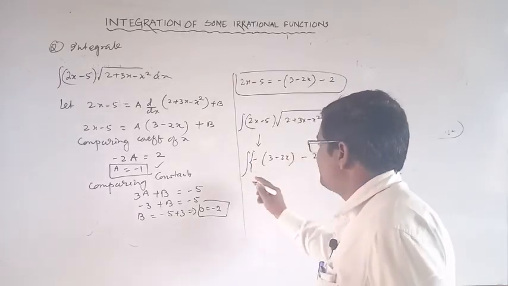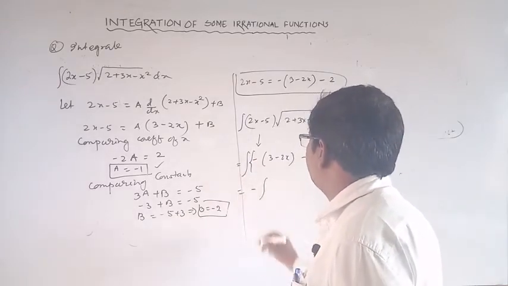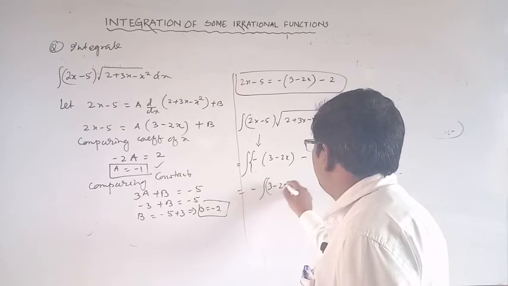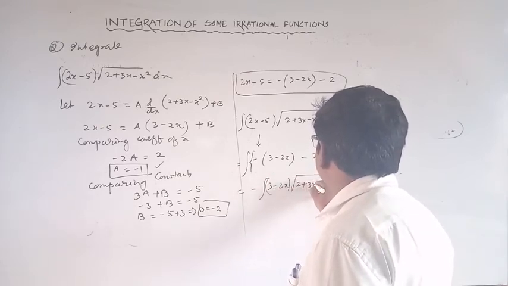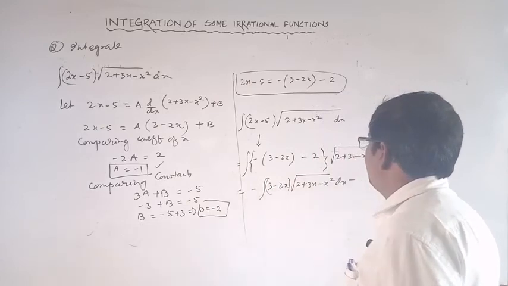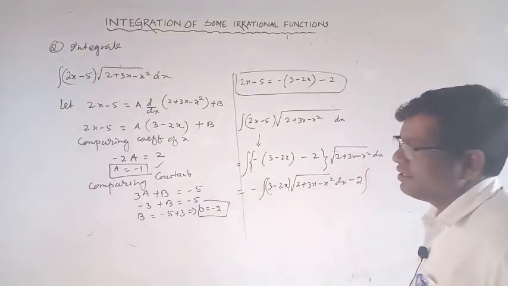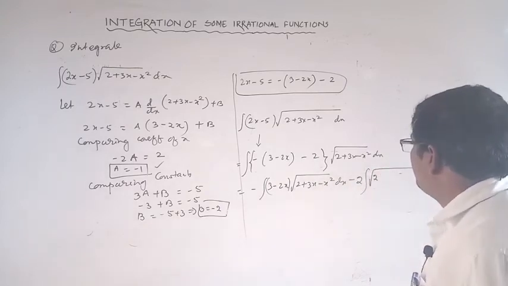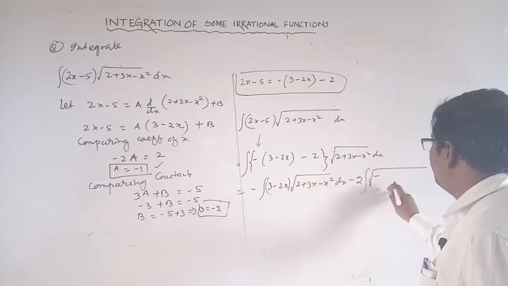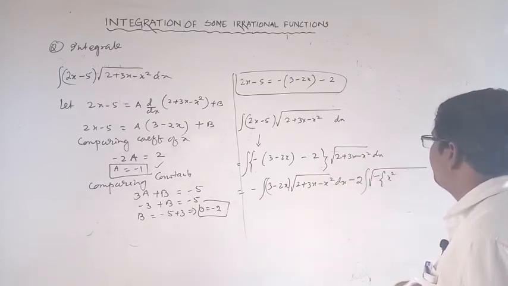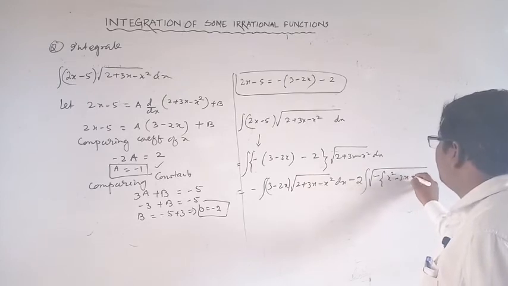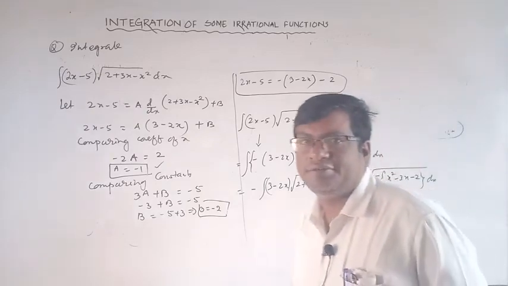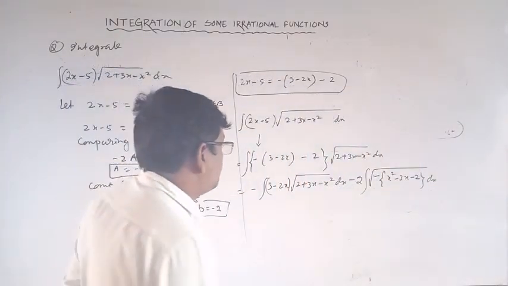Okay, now multiply this: minus of 3 minus 2x into root over 2 plus 3x minus x square dx, minus 2 into, make this a perfect square, root over, take minus common inside the square root. This is x square and this is minus 3x and this is minus 2, dx. Clear?